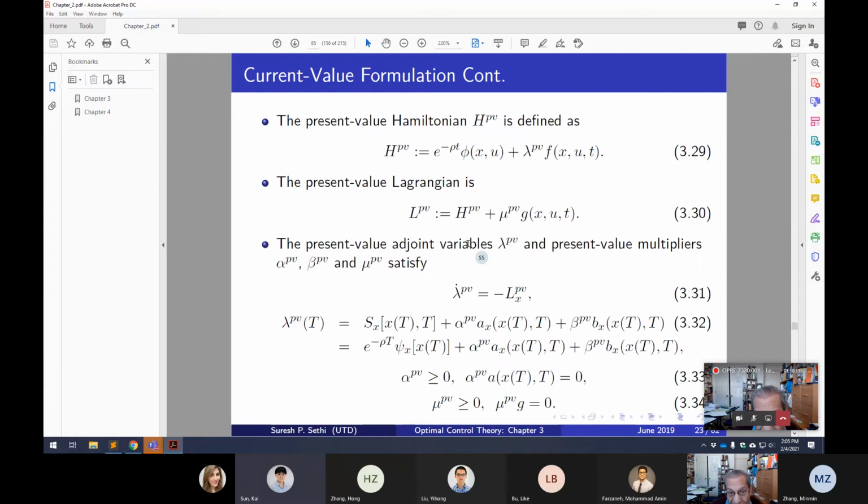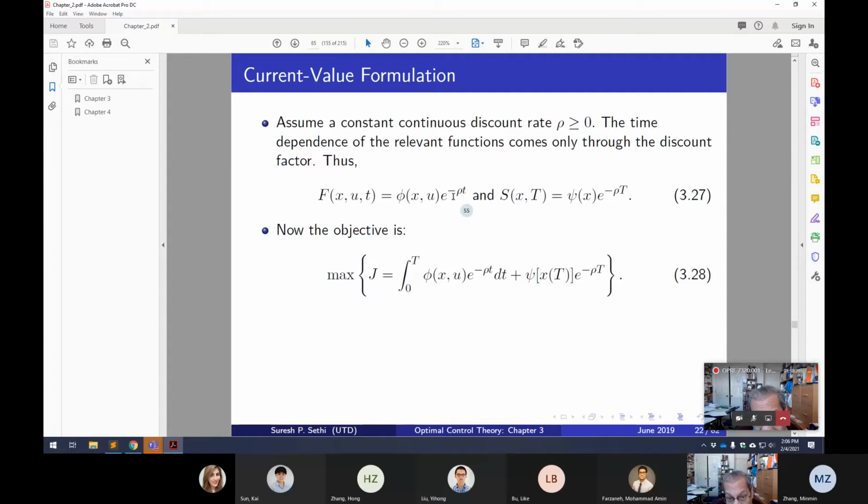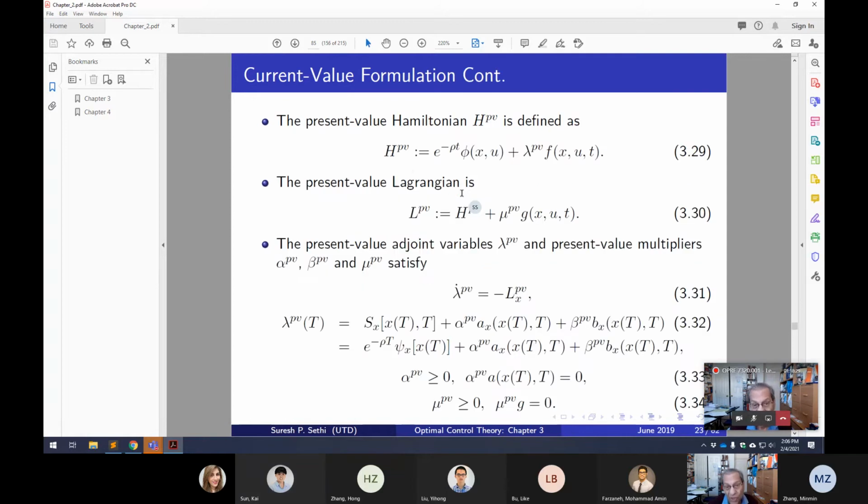Okay. So I have a Hamiltonian PV also because, notice now, that one at time t is still a value at time 0, right? Because it is discounted by e to the minus rho t. So when I define this, this is a Hamiltonian at time t, but the value is at time 0. Got it? I got some sense, I think.